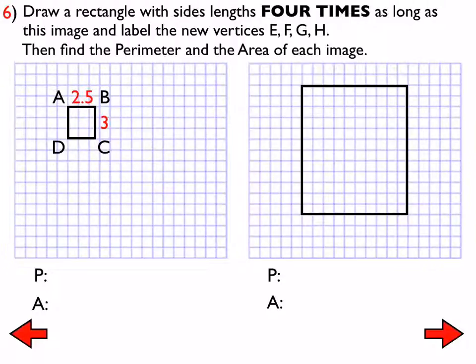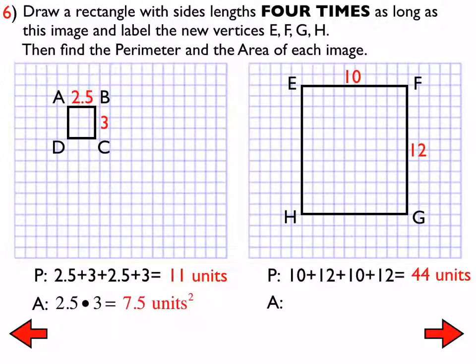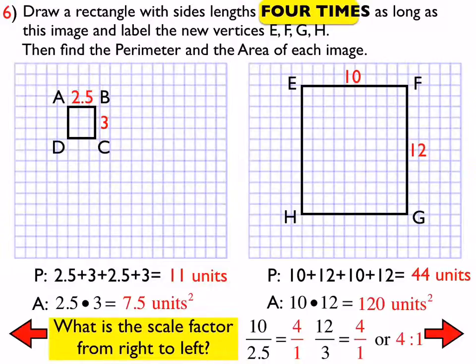Number 6, the original was 2.5 by 3. We're enlarging this 4 times, which happens to be our scale factor. So our new rectangle is 10 by 12. If we compare the perimeters, the perimeter is 4 times as big, same as the scale factor, but the area is 16 times as big. And once again, our scale factor is 4.